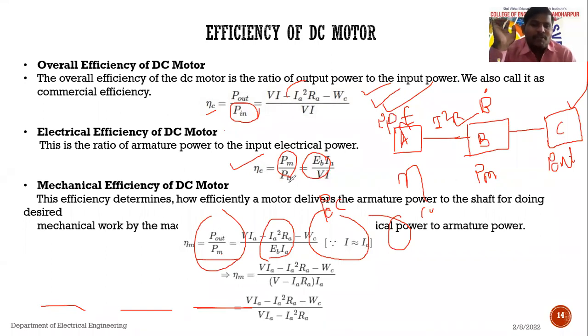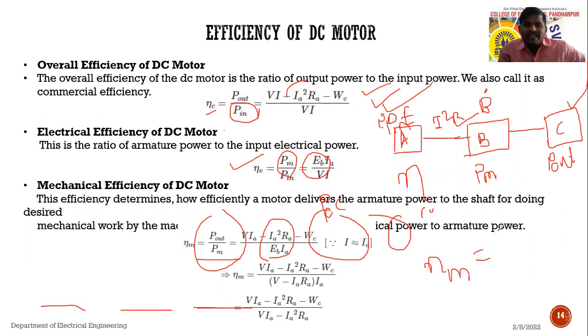Then the mechanical efficiency. The mechanical efficiency is the ratio of the actual mechanical output divided by the power developed in the armature. So it is the ratio of C divided by B. If it is the ratio of C divided by B, then we can get the formula for the mechanical efficiency.